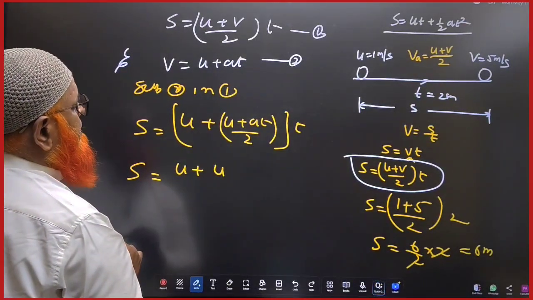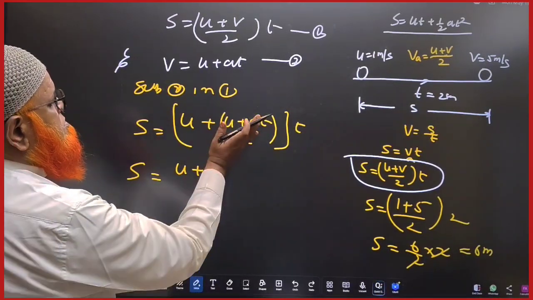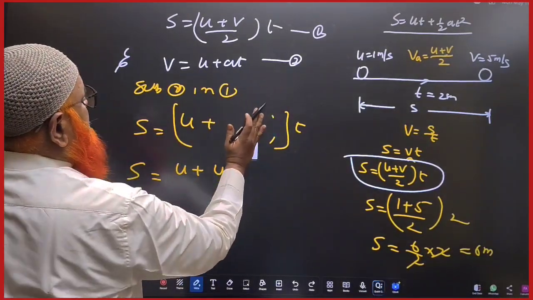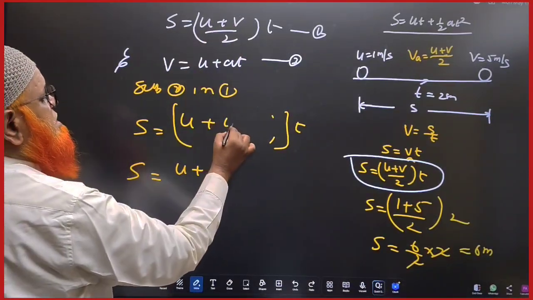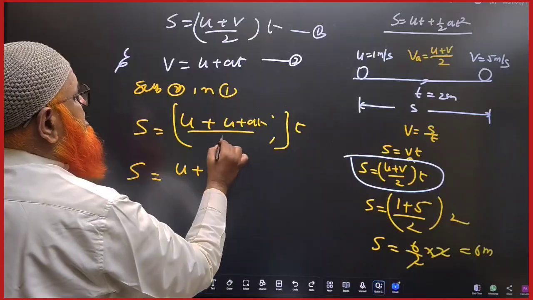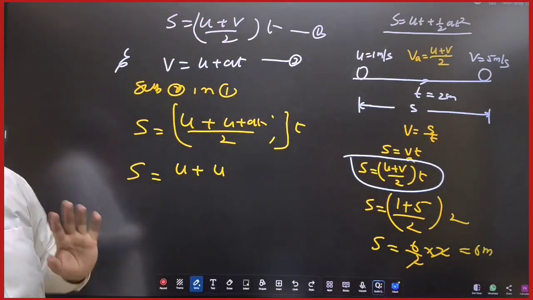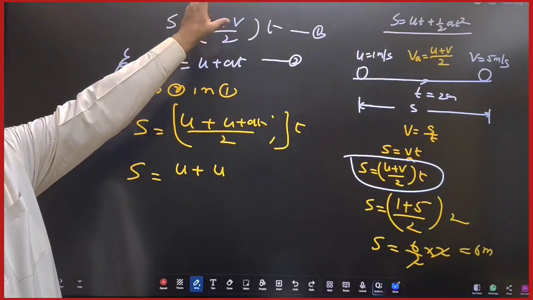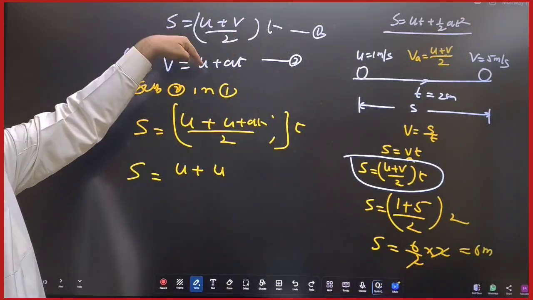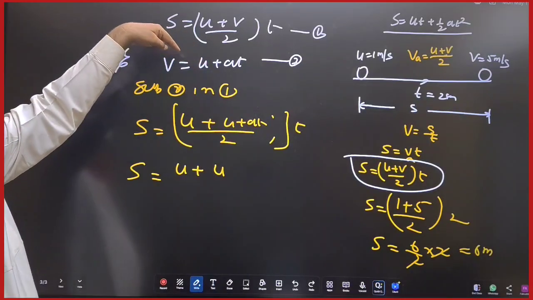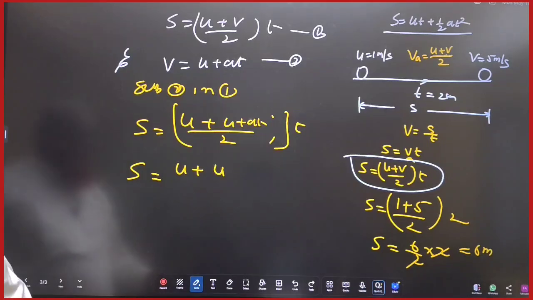Sorry, what have I done? S is equal to U plus V, and V means U plus AT, isn't it? Divided by 2. Just in the place of V, I have placed U plus AT. Understood? It was V here because it was U plus V by 2. And you know the formula, we have already derived this by using the situation as well as the graph. So I have substituted this formula here.